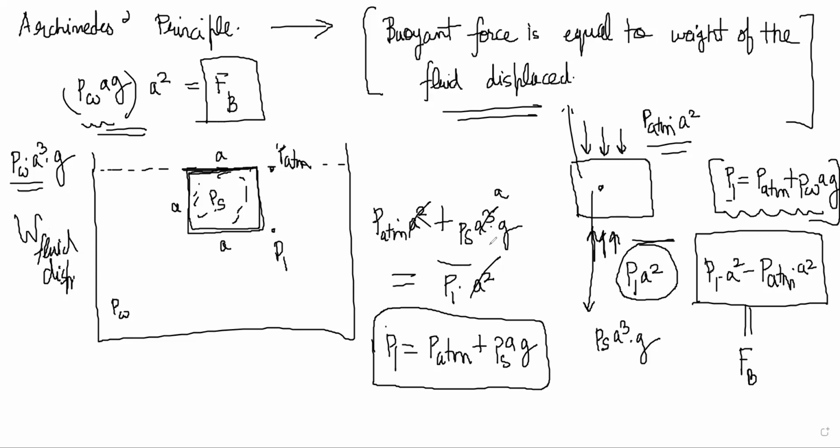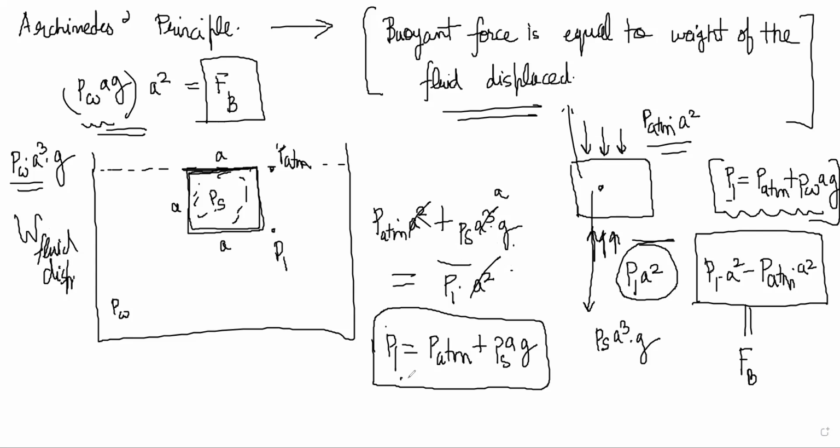1 second. Rho S, PATM into A square downward, rho S into A cube into G downward. Oh, okay. I understand now.